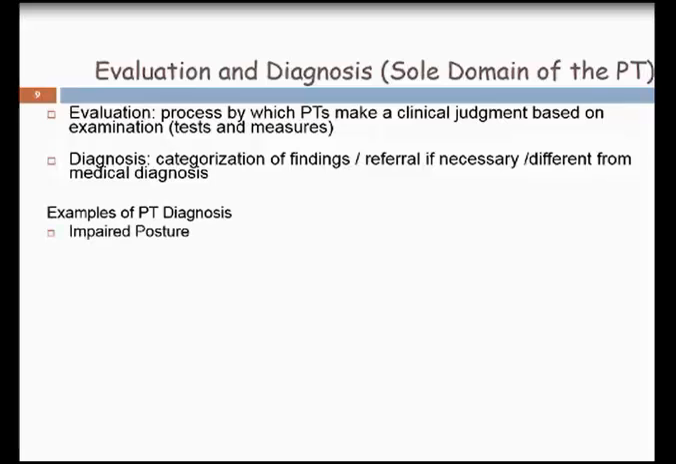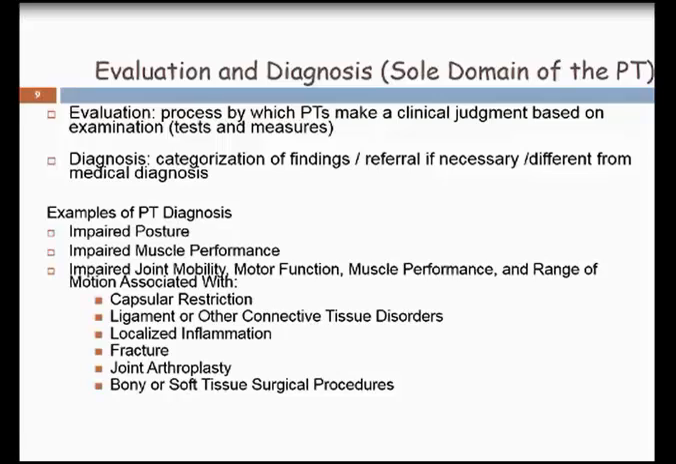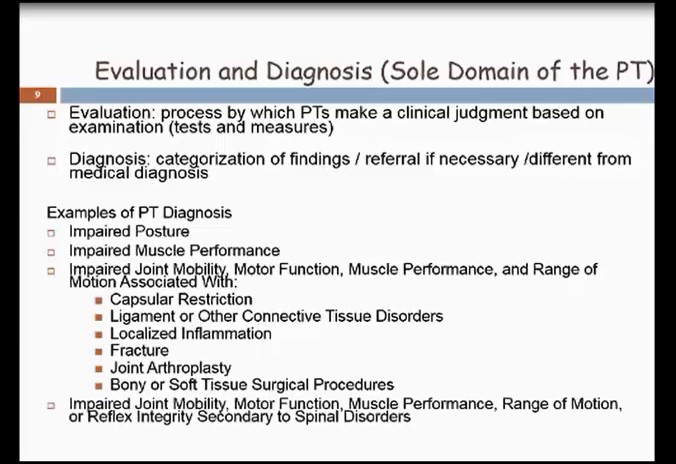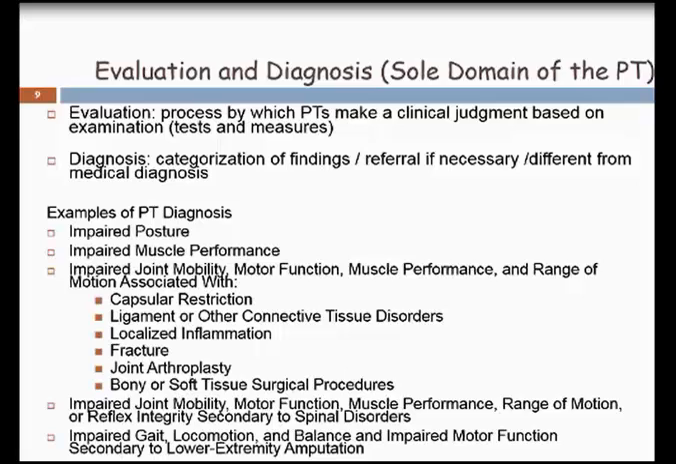Examples of PT diagnoses include impaired posture, impaired muscle performance, impaired joint mobility, motor function, muscle performance, and range of motion associated with capsular restriction, ligament or other connective tissue disorders, localized inflammation, fracture, joint arthroplasty, or bony or soft tissue surgical procedures. Another PT diagnosis is impaired joint mobility, motor function, muscle performance, range of motion, or reflex integrity secondary to spinal disorders. And finally, impaired gait, locomotion, and balance, and impaired motor function secondary to lower extremity amputation. These are all examples of PT diagnoses. There are several more.